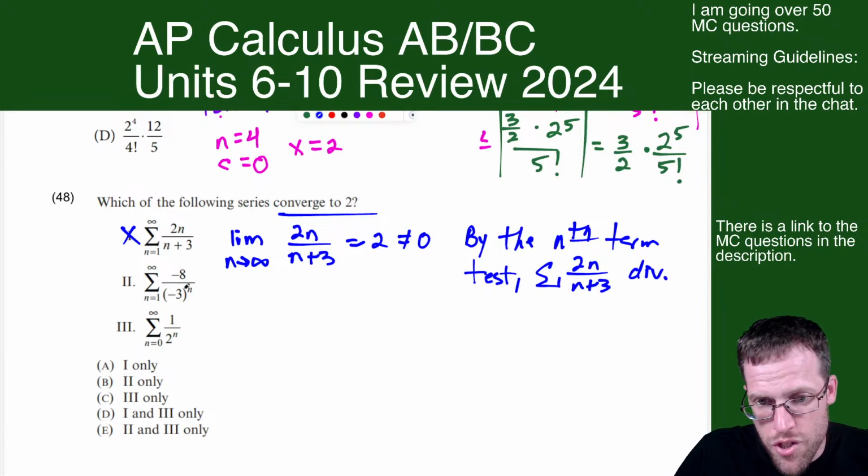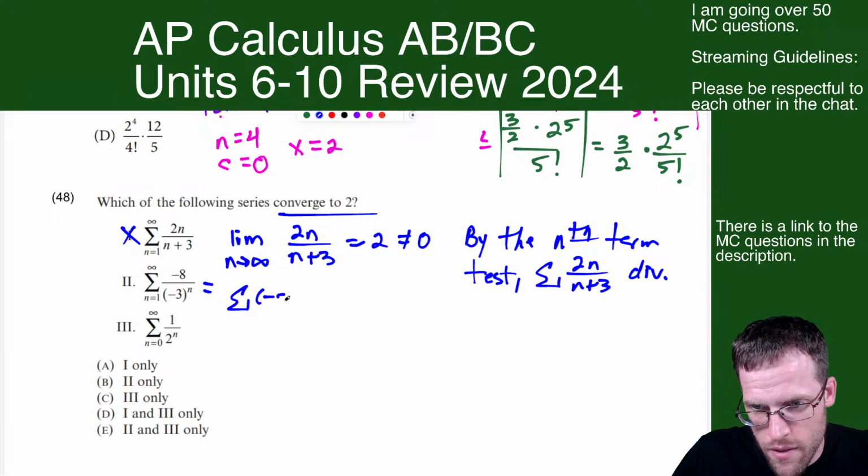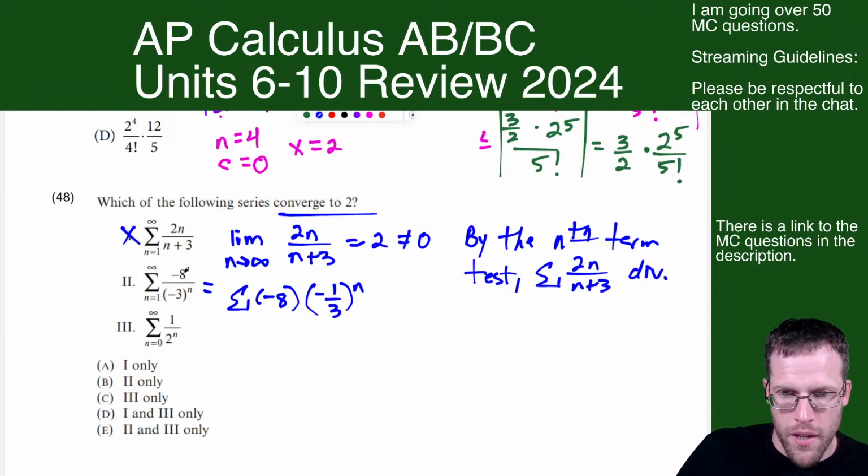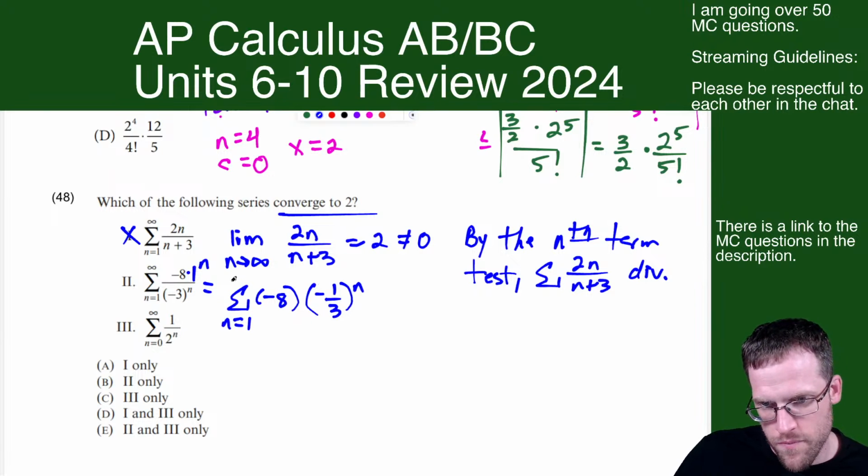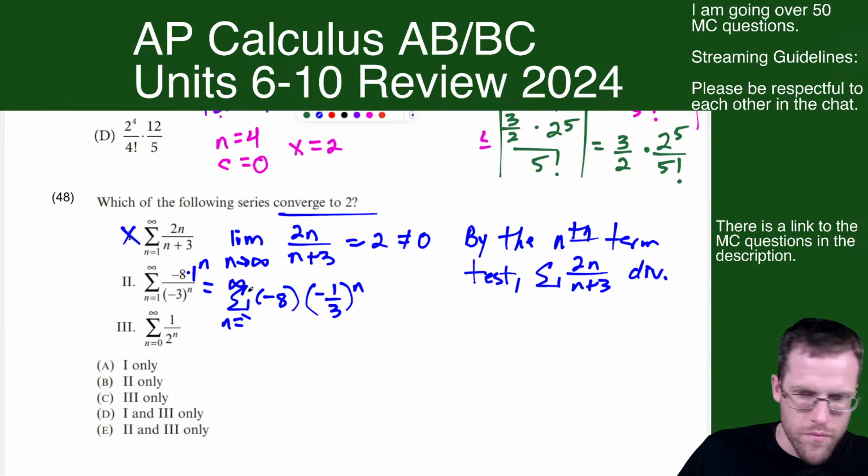This is geometric. This is geometric. And let's see, this is negative 8 times, I'm going to write this as negative 1/3 to the n, which is allowed, okay? Because technically I could say there's a 1 to the n next to it, and then 1 to the n over negative 3 to the n is negative 1/3 to the n. And now this is going n equals 1 to infinity.